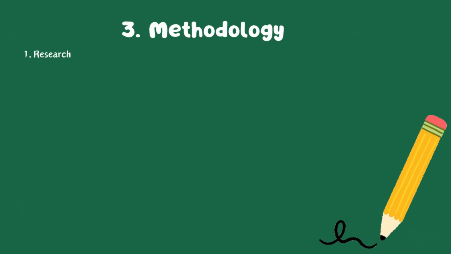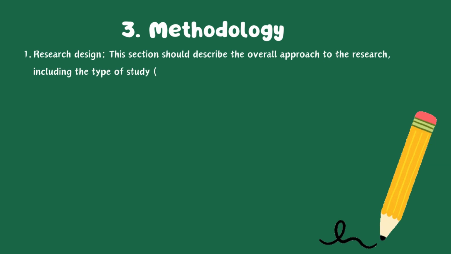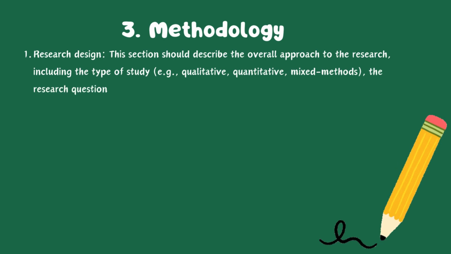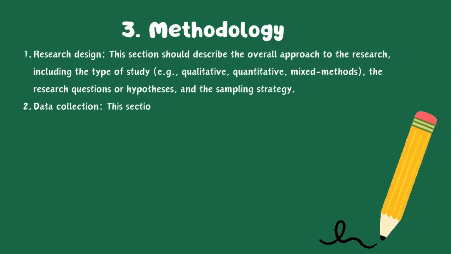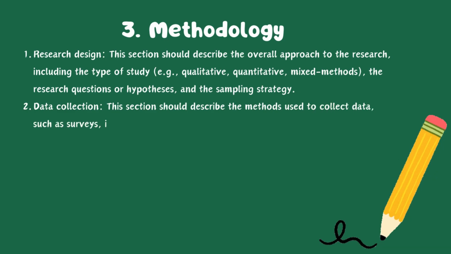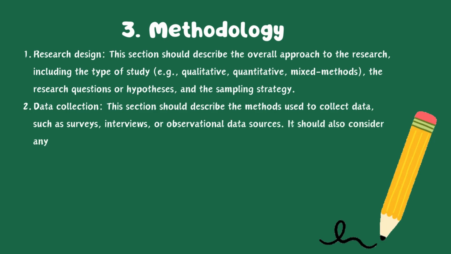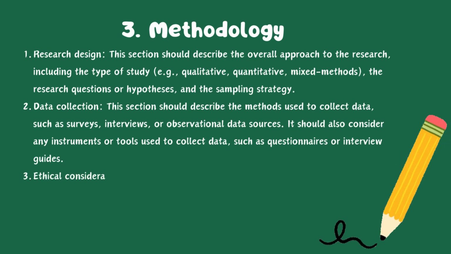Research design. This section should describe the overall approach to the research, including the type of study, e.g., qualitative, quantitative, mixed methods, the research questions or hypotheses, and the sampling strategy. Data collection. This section should describe the methods used to collect data, such as surveys, interviews, or observational data sources. It should also consider any instruments or tools used to collect data, such as questionnaires or interview guides. Ethical considerations. This section should examine any ethical considerations related to the research, such as confidentiality and privacy.